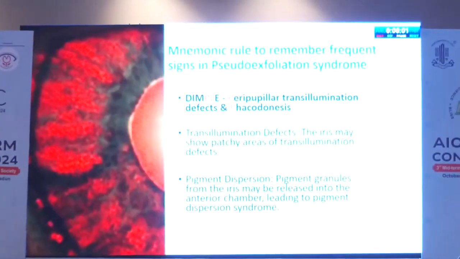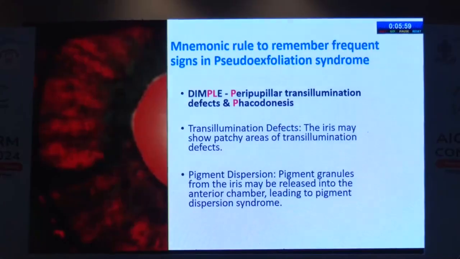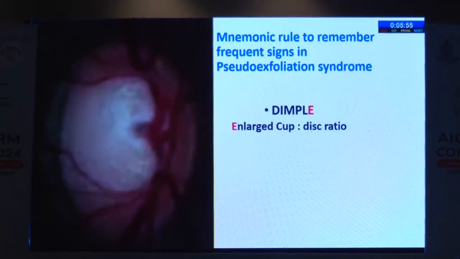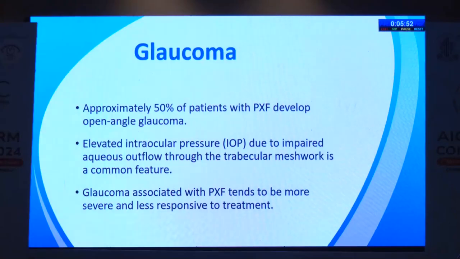There is a mnemonic rule to remember frequent signs in pseudoexfoliation: DIMPLE. D is dandruff-like accumulation of material on ocular structures. We know pseudoexfoliation was first described by Lindberg and then Vogt. There's a mutation in the gene. I is iridodonesis, M is miosis, P is peripupillary transillumination defect and phacodonesis. We know there is lens capsule weakness. E is enlarged cup-disc ratio.